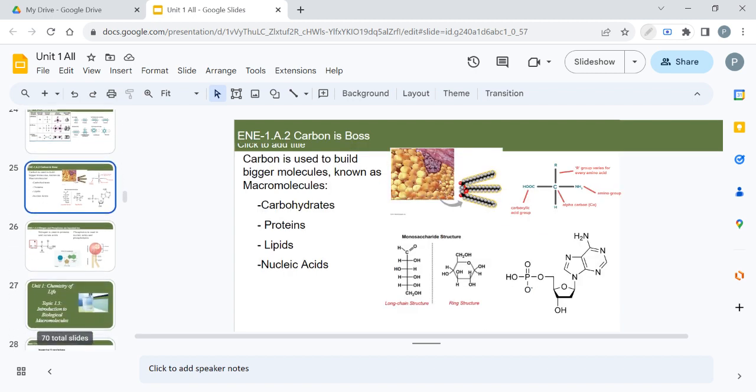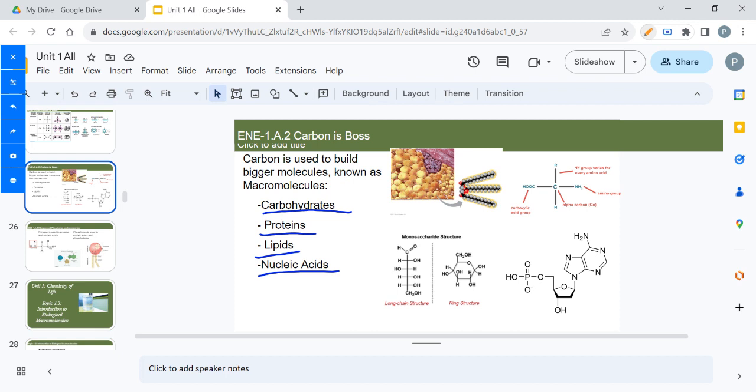Okay, what we've got here is just where do we use carbon and why. As I mentioned earlier, these guys, the carbs, the proteins, the lipids, and the nucleic acids, you're going to need to know these. You're going to need to be able to identify them. And they are the most important molecules because they basically make you up, right? They literally are what you are made out of, and they allow you to exist.